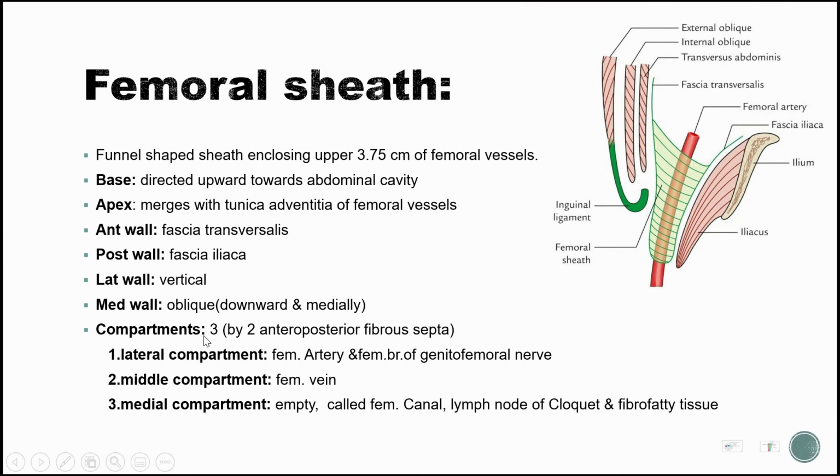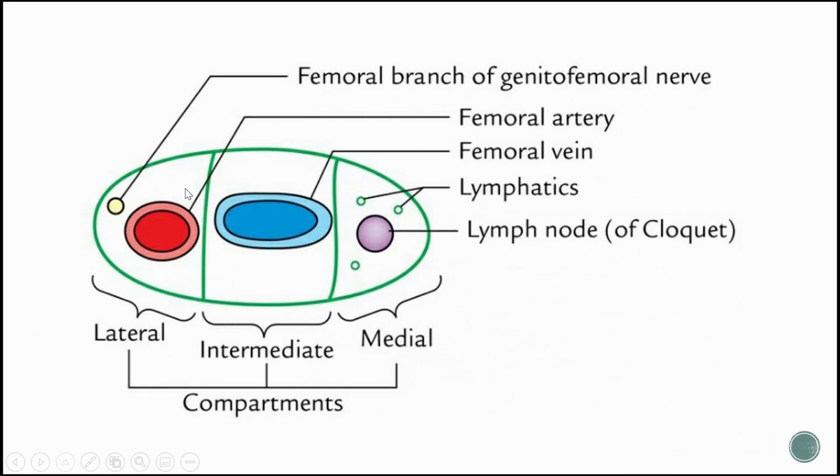So we have compartments. This sheath is divided into three compartments by two anteroposterior fibrous septa, which we can see in this picture. So this is the sheath, divided into three compartments by two anteroposterior fibrous septa. We have three: lateral, intermediate, and medial compartment.